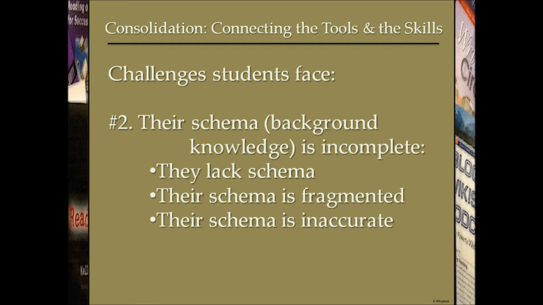I was remarking at a workshop once with some other teachers that as we get older, we naturally become better at making inferences because our schema, our background knowledge, is so much richer than it was when we were younger.